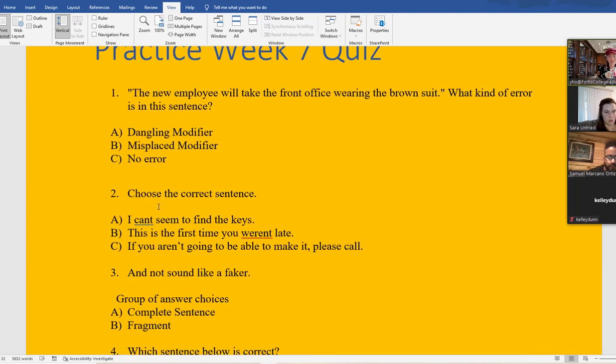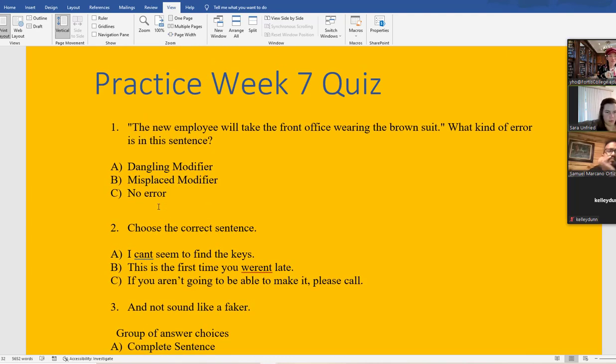You like this part, right? Yeah. So I bet you all get 100%. So: the new employee will take the front office wearing the brown suit. What kind of error is in this sentence? Is it a dangling modifier, a misplaced modifier, or no error? We already know it's not C. So which one is it, A or B?